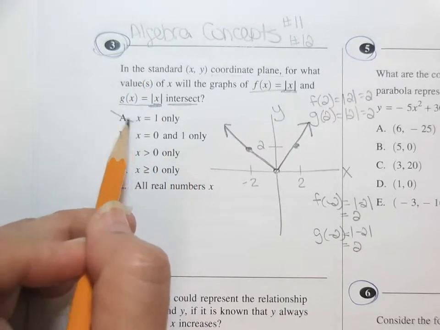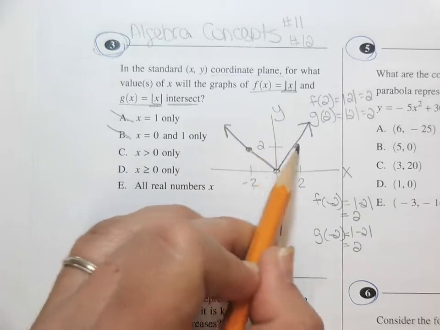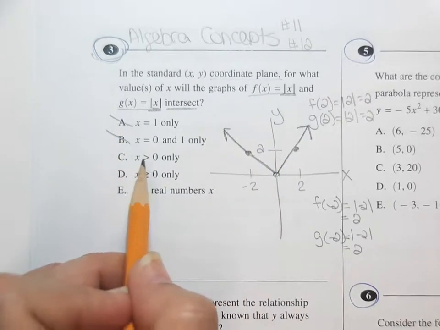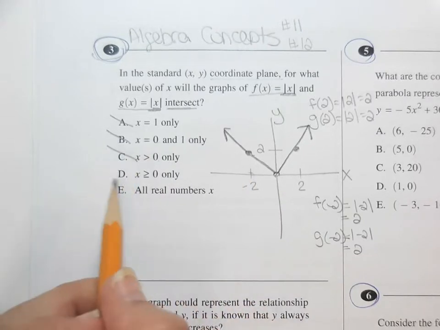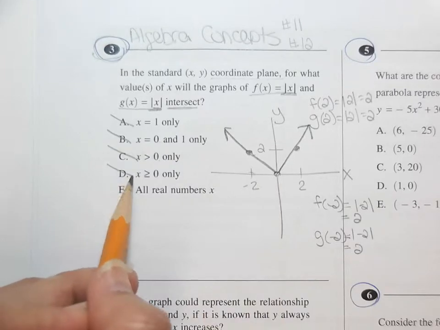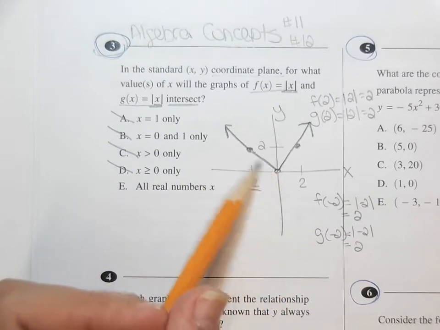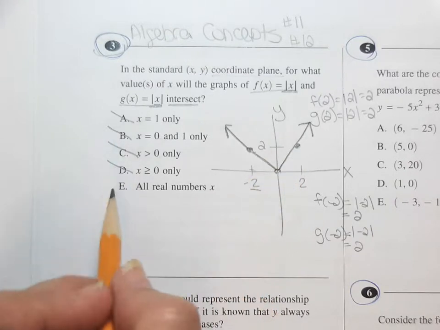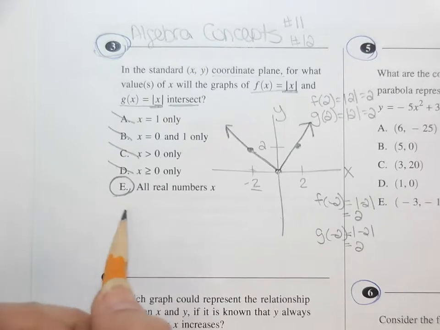So it's not just for x equals 1. It's not for 0 and 1 because we proved it for 2. So it can't be those. For x greater than 0, no, because we proved it at negative 2. For x greater than or equal to 0 only, no, because we proved it at negative 2. So even if I didn't understand that these are the same functions, I could still, by elimination, see that the correct answer is E, all real numbers.